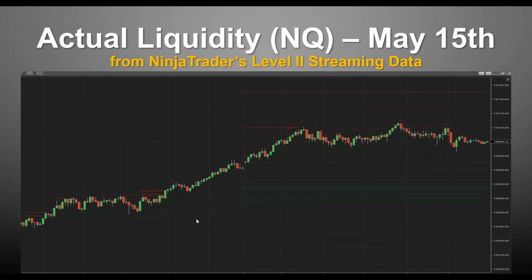Okay, so more samples here. This is the NQ from the 15th of May. This is the choppy day, the whole part. But even though it's a choppy day, we always get good opportunities.